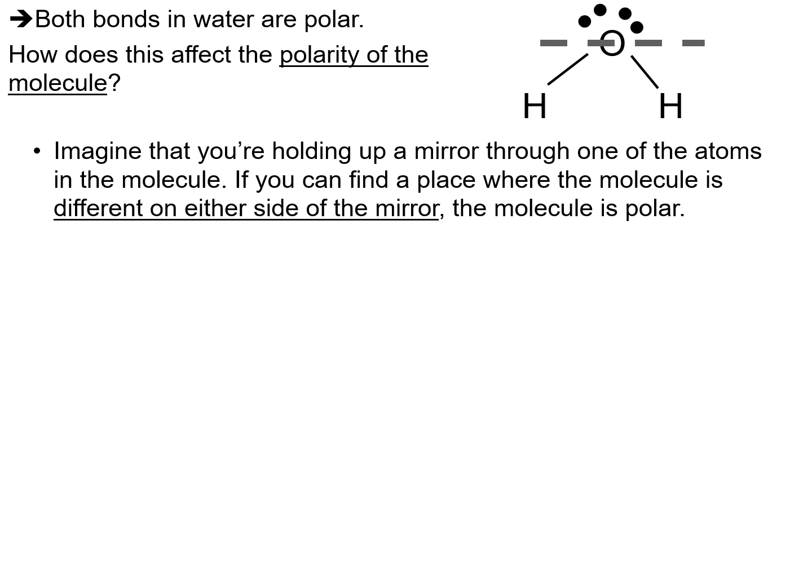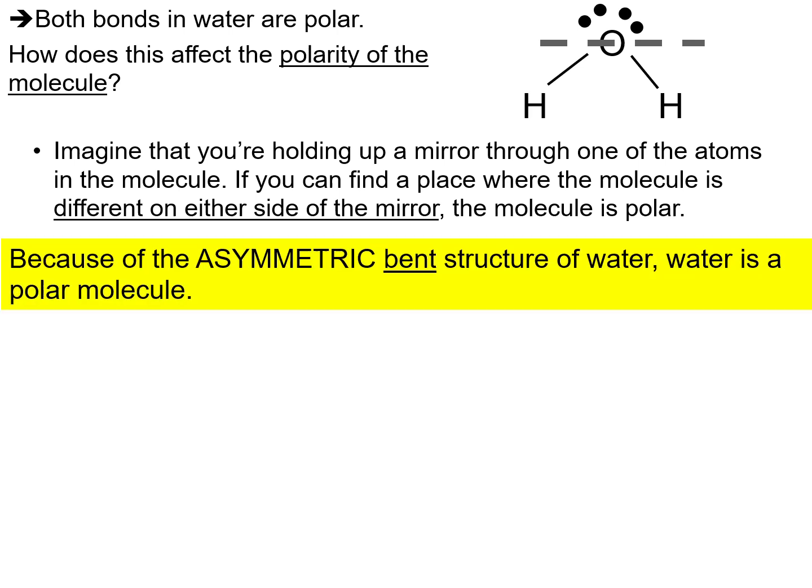Then you can imagine that you're holding up a mirror plane through the central atom. If you can find a way to hold that mirror plane through the central atom so that it looks different on opposite sides, so here we can see that we have the lone pairs on one side and the hydrogen atoms on the other side, then you can tell that you have a polar molecule. Because of the asymmetric bent structure of water, water is a polar molecule.